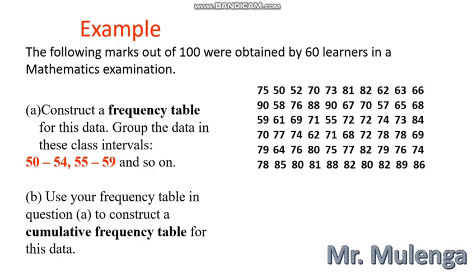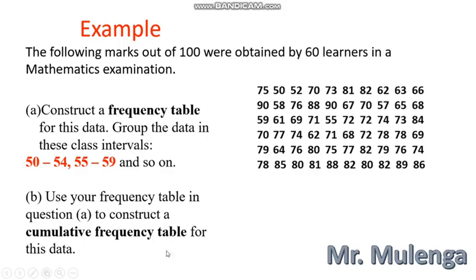Let us look at an example. In this example, we have our question 1, which says the following marks out of 100 were obtained by 60 learners in a mathematics examination. These are the marks on the right hand side. Question A: construct a frequency table for this data. We need to construct a frequency table using the marks that we have been given, grouping the data in class intervals.